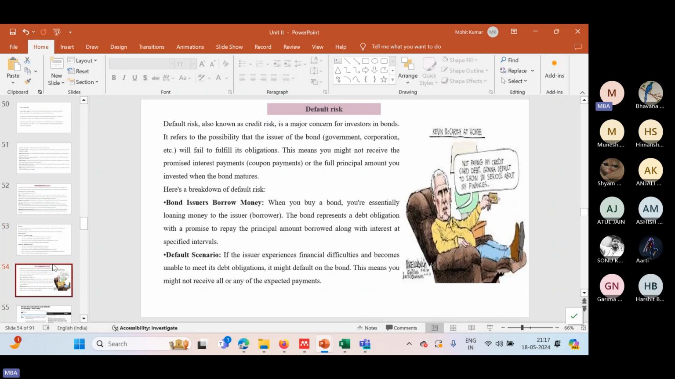Then we discussed the default risk. Default risk, as I said in the first slide also, is that the investors or the borrowers are not in a situation to pay their obligation. That they are not able to fulfill their obligation, and they don't have enough money to pay. And it can happen at a country level, at a firm level, and with an individual also.